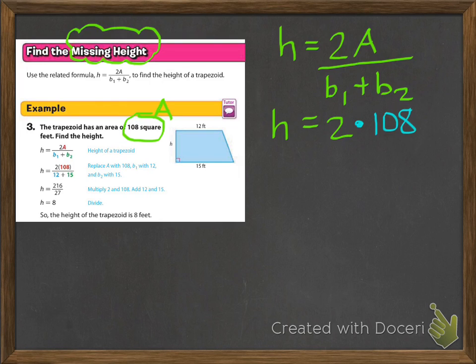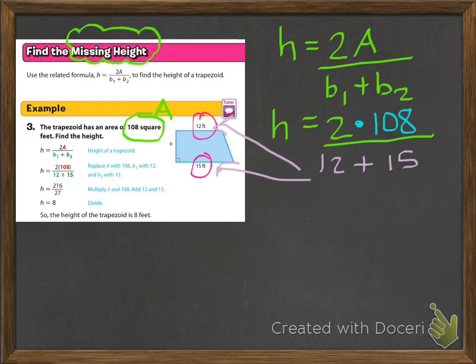And then it's going to be divided by, because that came from the formula above, base 1 plus base 2. So you can see that they've given you the bases here and here. So we're going to just go ahead and plug those in. We're not adding yet. So base 1 will be 12, and then we have plus 15. And remember, that came from right here and right here. And we're solving for this missing height right there. So now let's see if we can work this problem out.